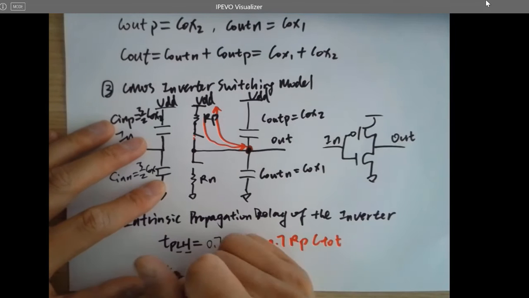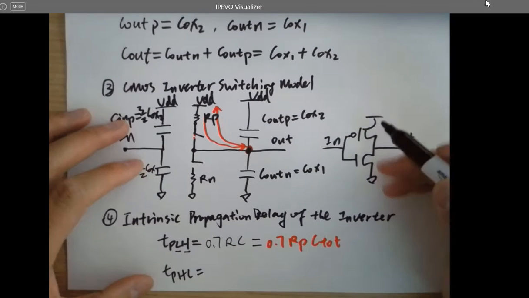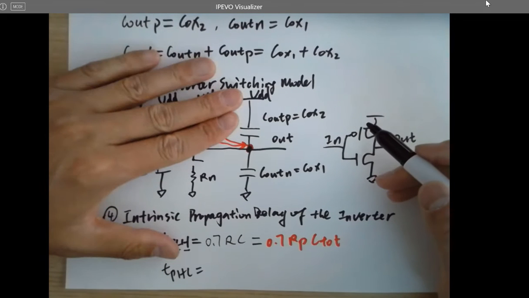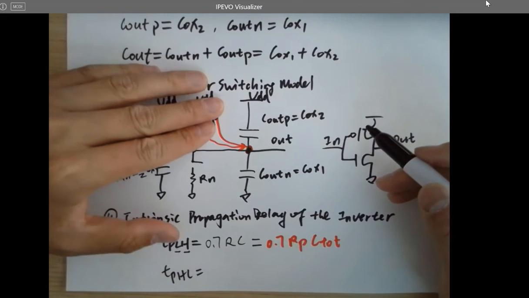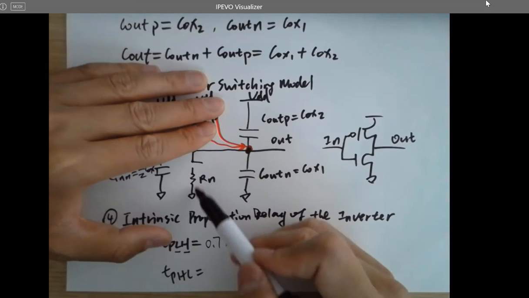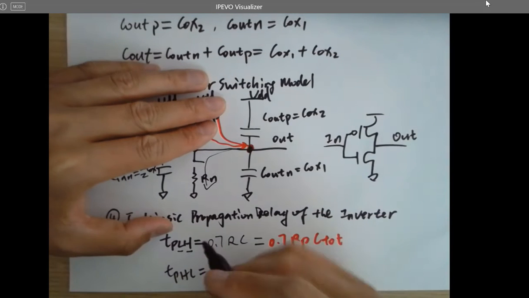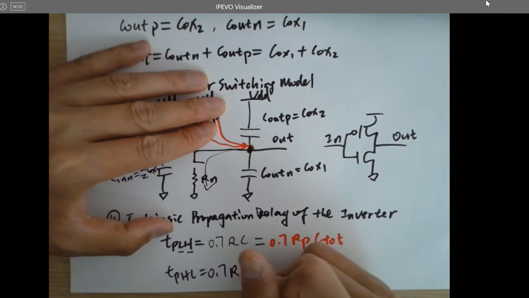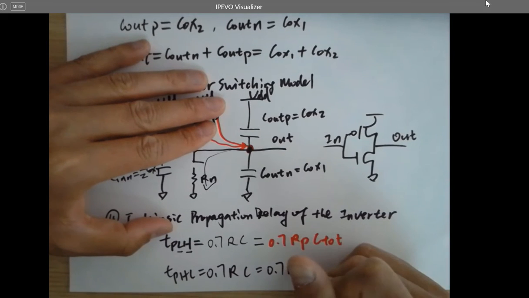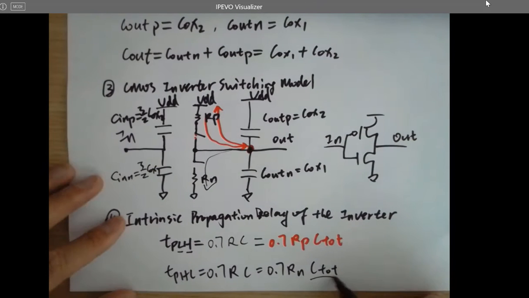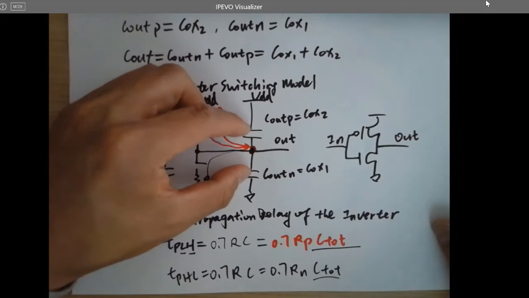For TPHL, from high to low, this is disconnected, it's an open circuit. And this node will be pulled down to the ground through this path. It's going to be 0.7 RC, which is 0.7 RN C total. So it's the same capacitance. These two Cs are added together.